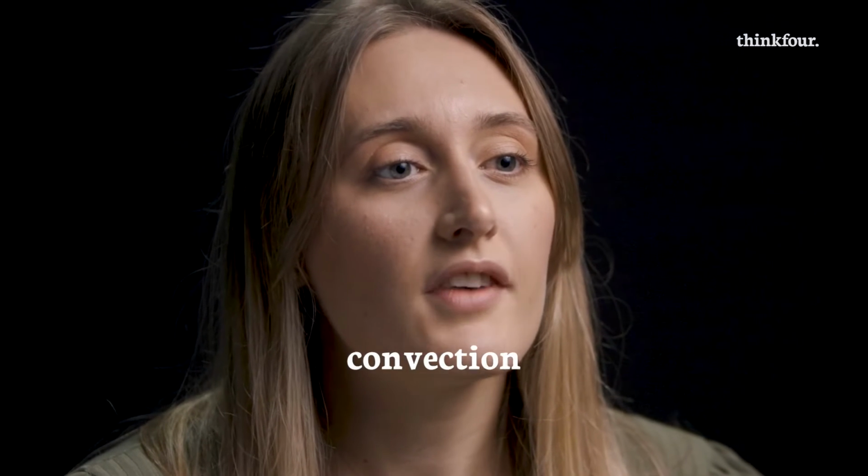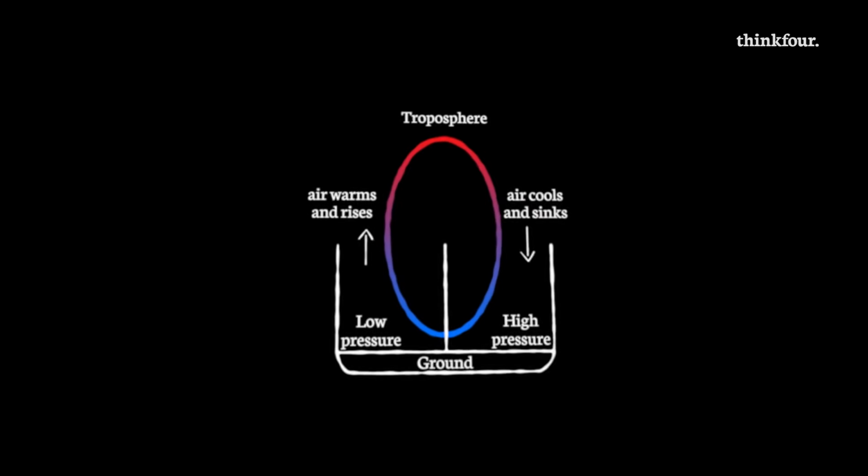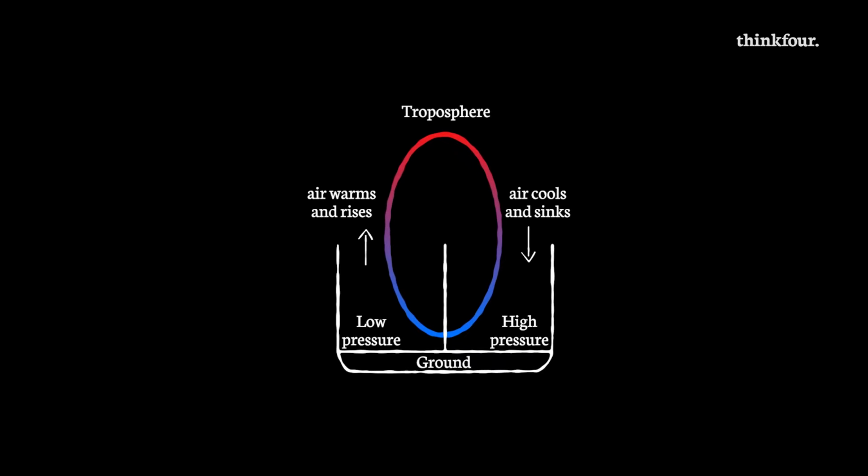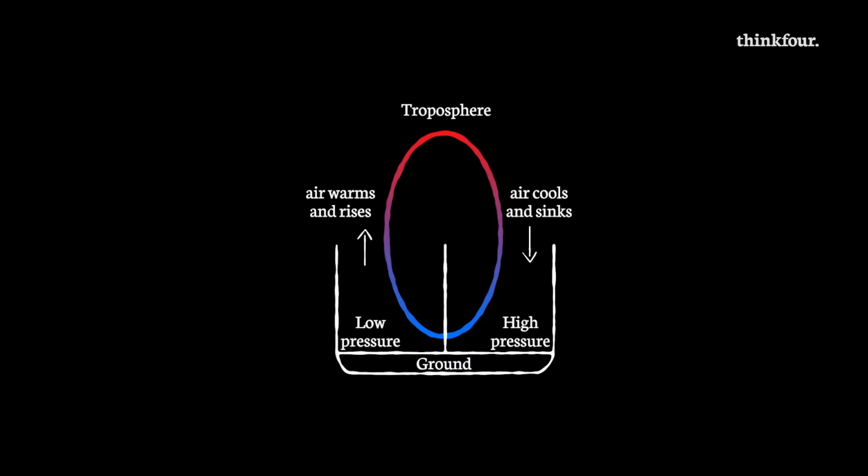The redistribution of energy is all based on 3 very simple principles. Let's pick them apart. Principle 1, convection. Lighter, warm air rises, and denser, cold air sinks. And in doing so, a convection cell is created.